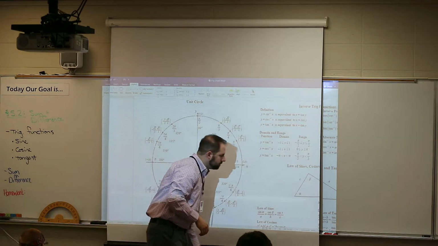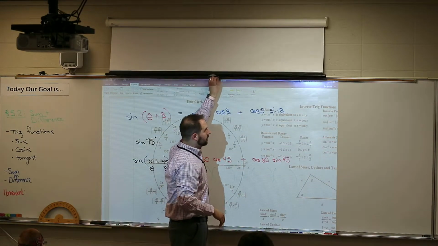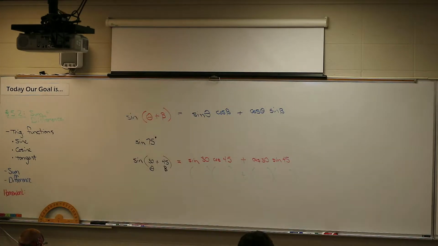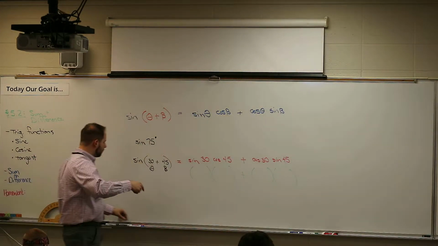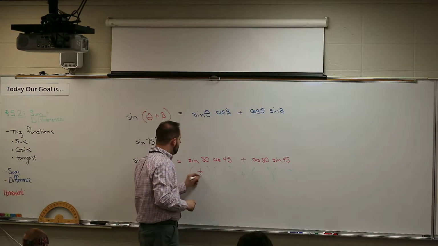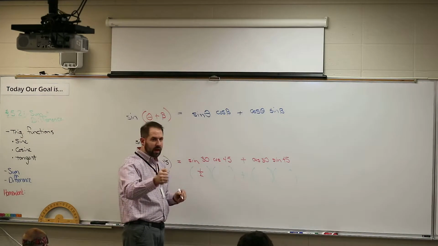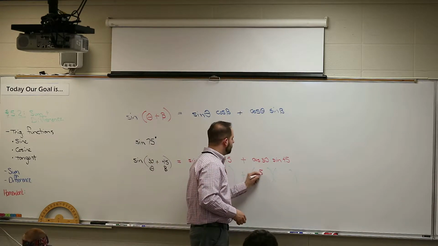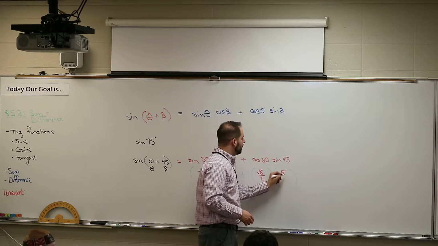All right, so let's get rid of this. Okay, so sine of 30 on your unit circle. If you find 30 degrees, sine will be the second answer. It's half. Cosine of 45: root 2 over 2. All right, you guys are pretty quick with that.